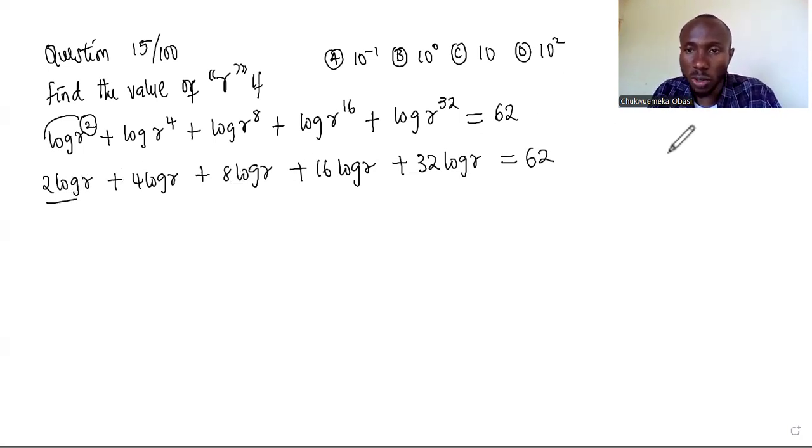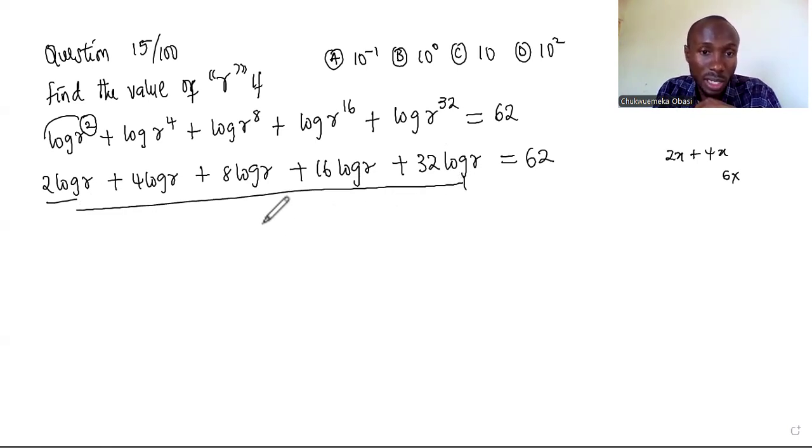If I ask you what is 2x plus 4x, you want to tell me it is 6x, right? So in this case, log R is like the variable now. So what is 2 log R plus 4 log R? That will give us 6 log R. 6 log R plus 8 log R, that will give us how much? 14 log R. 14 plus 16, that will give us 30. And 30 plus 32, that will give us 62, right? So everything on this left hand side is simply 62 log R, and that is equal to 62.